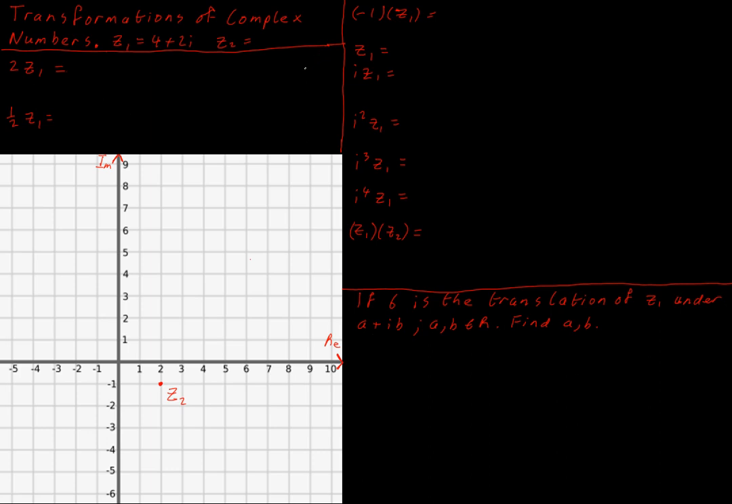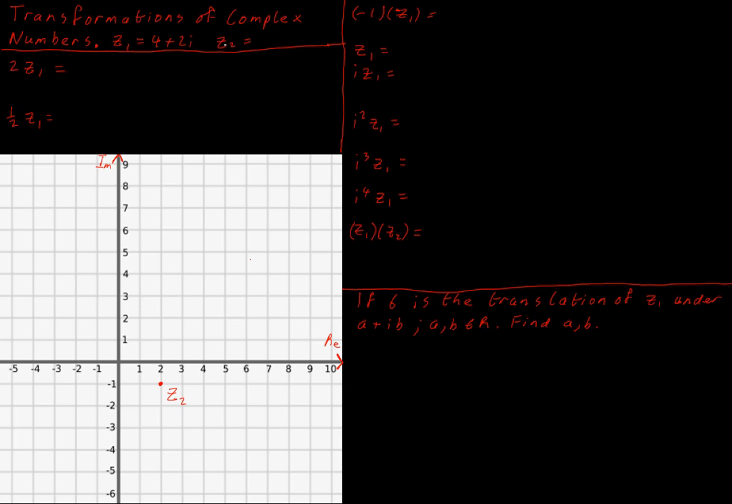Hello, today we are going to look in more detail at some transformations of complex numbers on our Argand diagrams. So transformations, same as we would have talked about in geometry before, where we're able to move points around or change them, mirror them, things like that. And we're going to look at how that works with complex numbers.